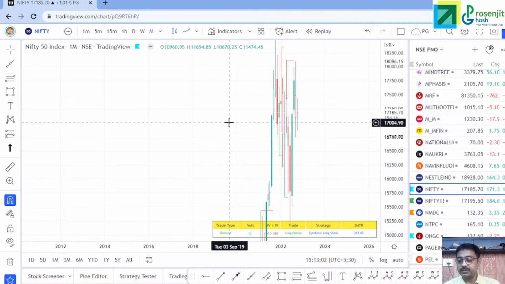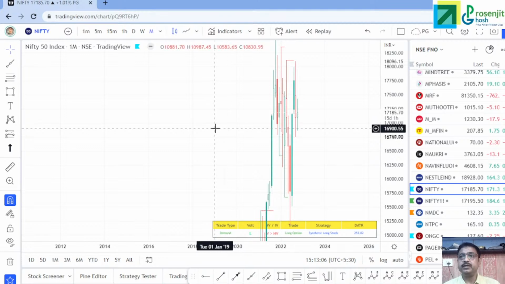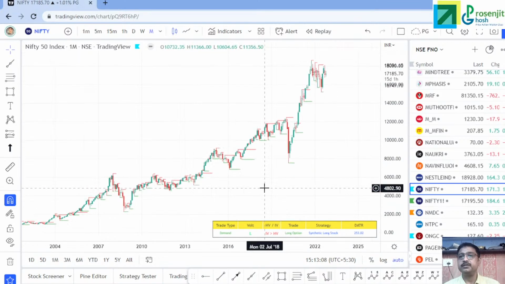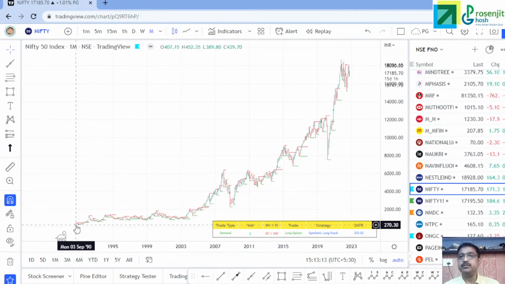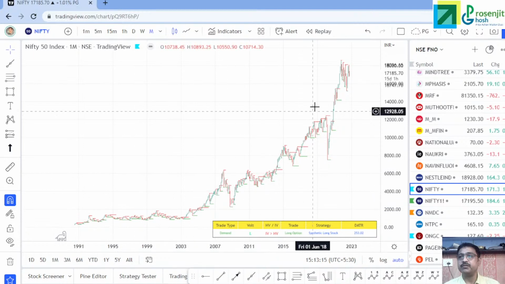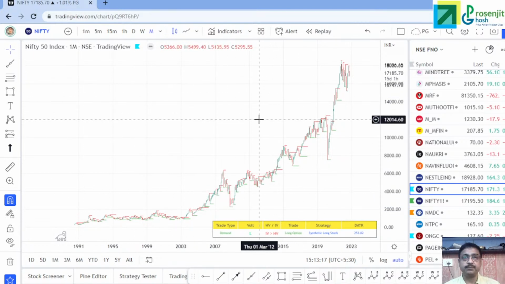To do the analysis, the first thing we need to do is completely zoom out the chart. Once we zoom out the chart, we see where the price has started from and where it is standing currently. This is very important information.